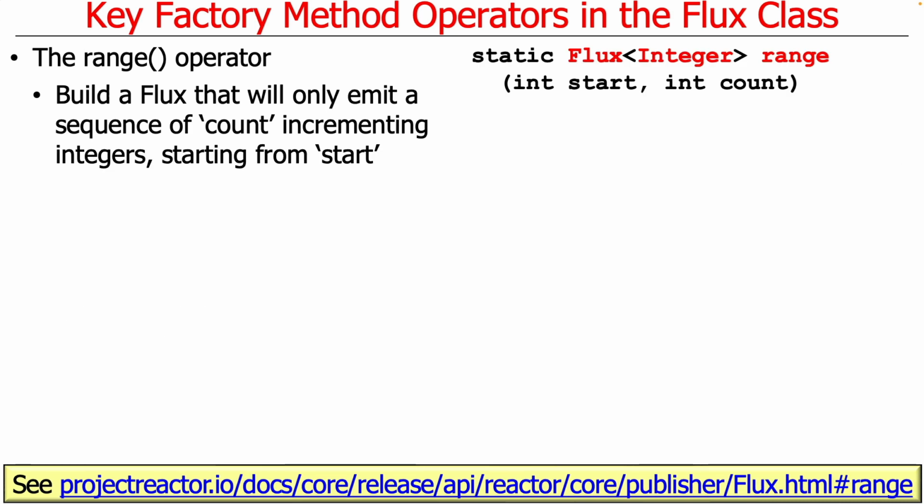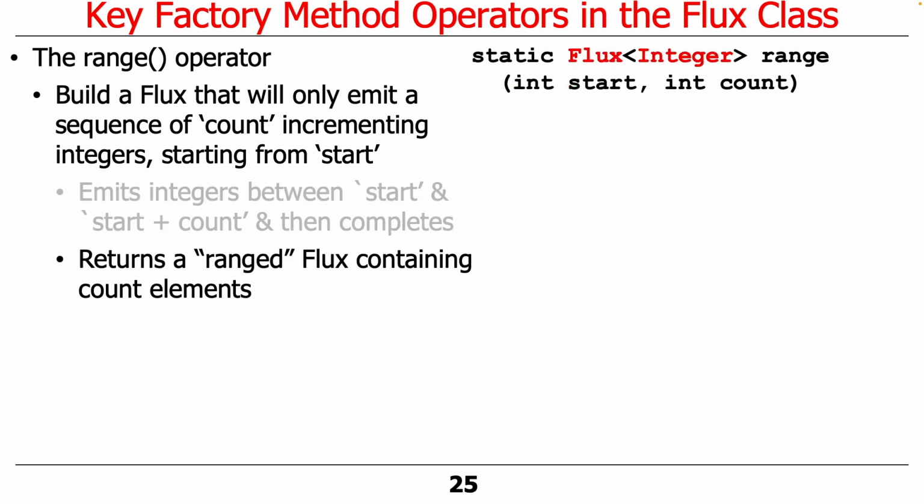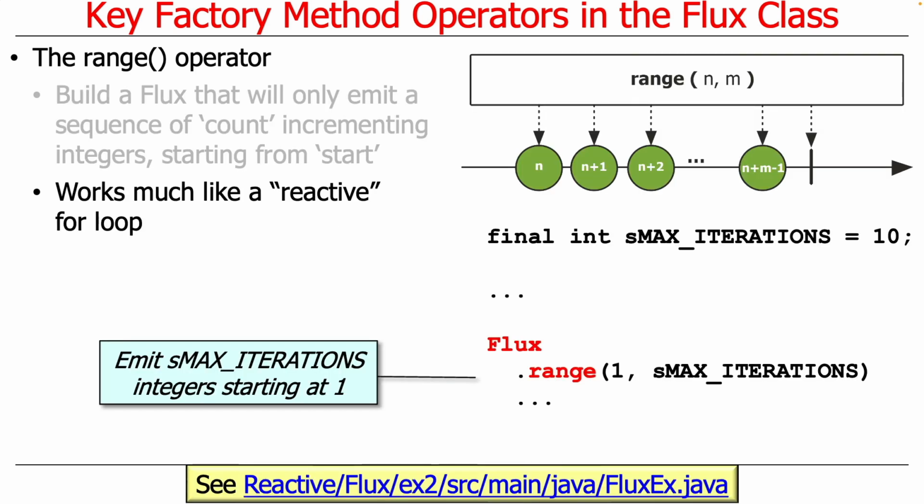The third and final factory method we're going to talk about in the context of Flux at the moment is the range operator. That's going to return a flux that will only emit up to count values starting from start. So basically it's like a reactive for loop. It says start at start and go up to start plus count, and then you're done. The onComplete method will be invoked. So basically it's a ranged flux containing count elements from start to start plus count.